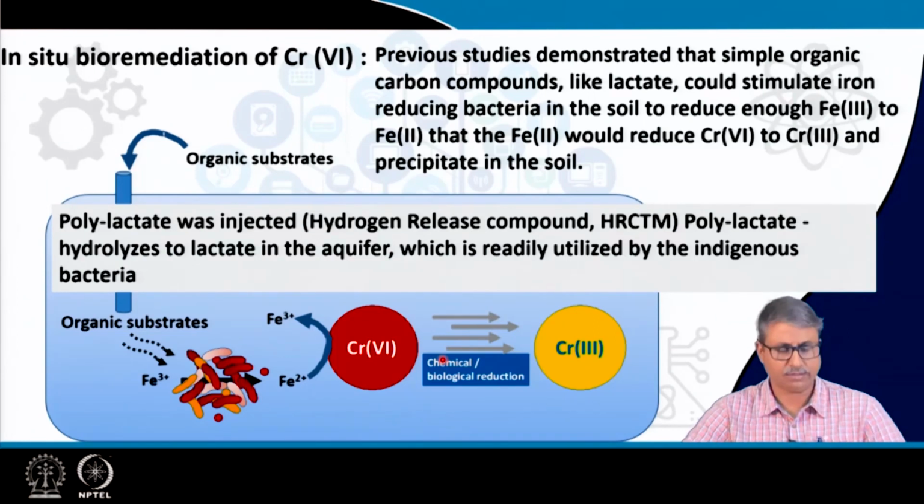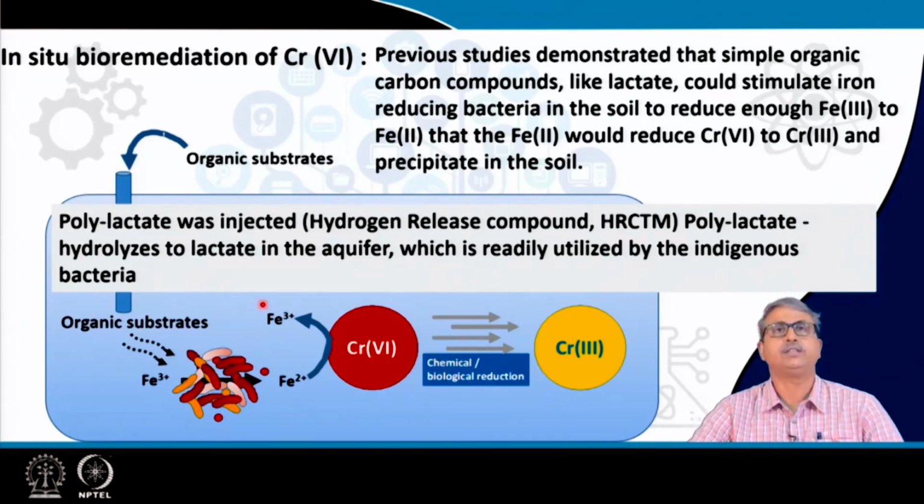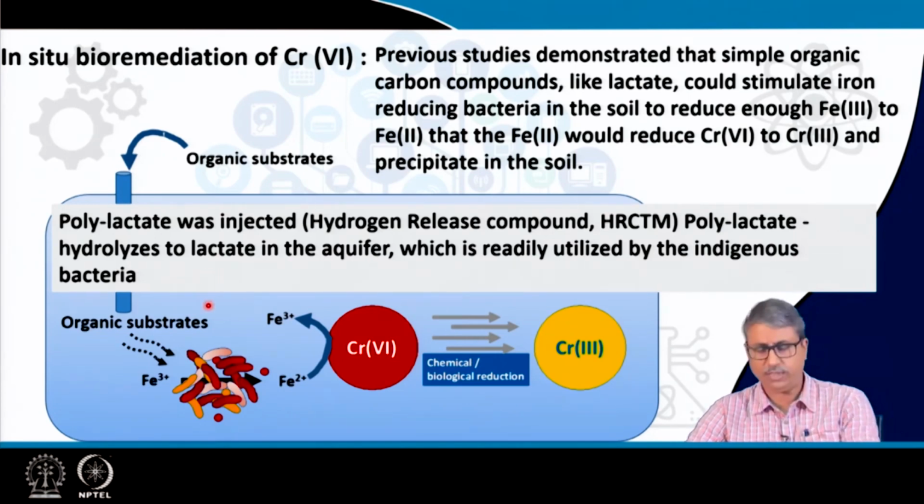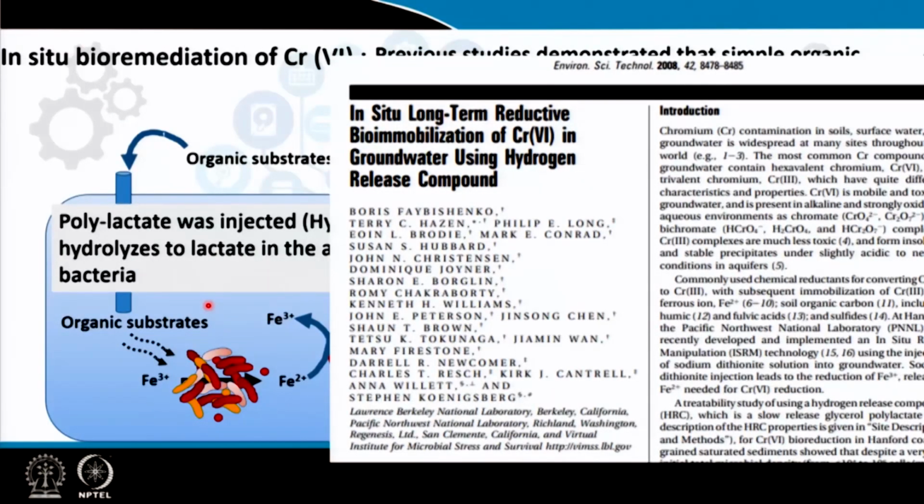Now, polylactate was finally chosen as the compound to be injected, and it is also called hydrogen release compound. The polylactate hydrolyzes to lactic acid in the aquifer, which is readily utilized by the indigenous bacteria, particularly the iron reducing bacteria. This work was published in the journal Environmental Science and Technology with the title: In situ long term reductive bioimmobilization of chromium in groundwater using hydrogen release compound.